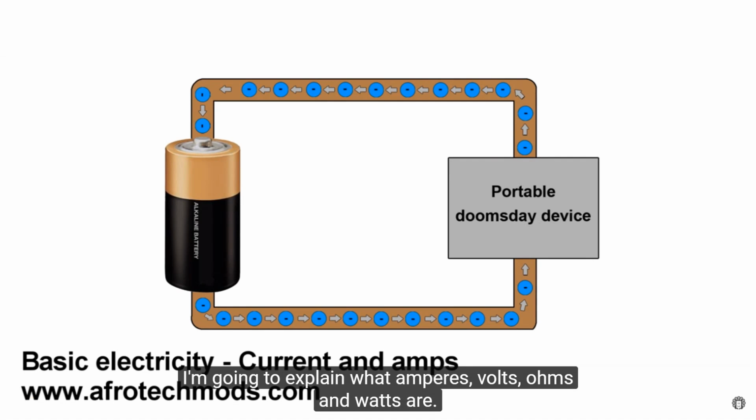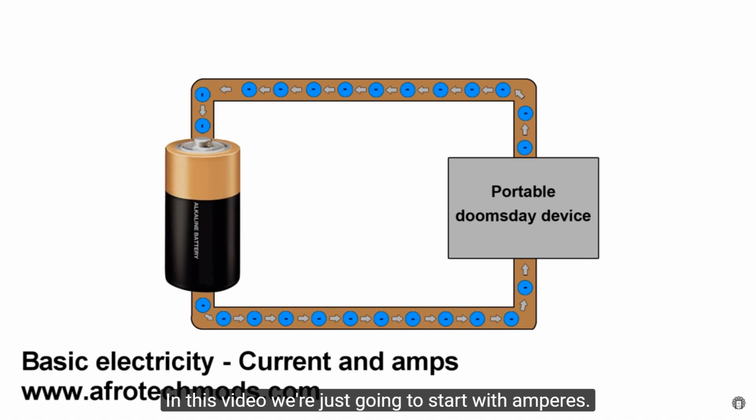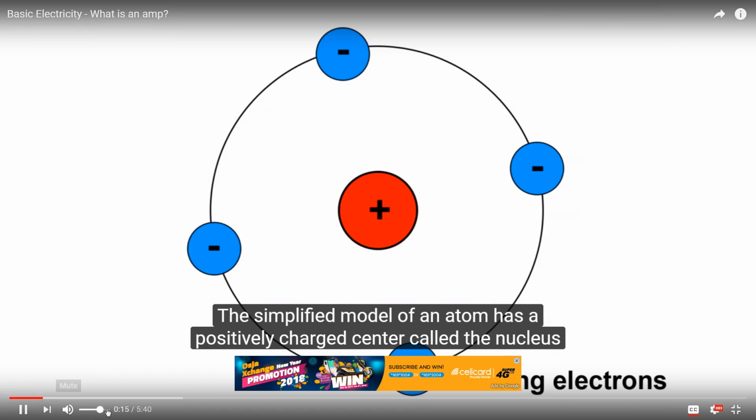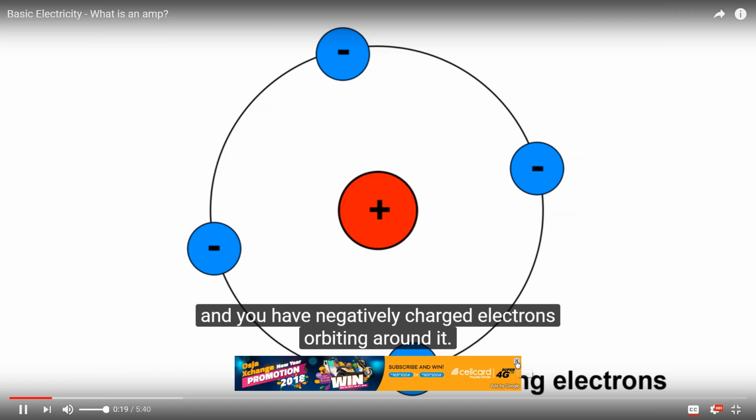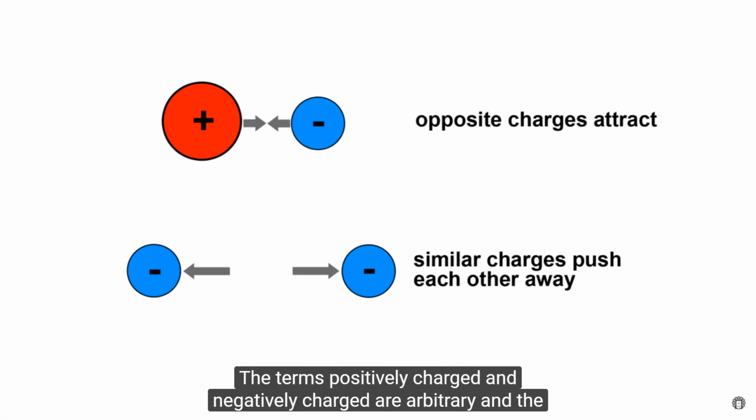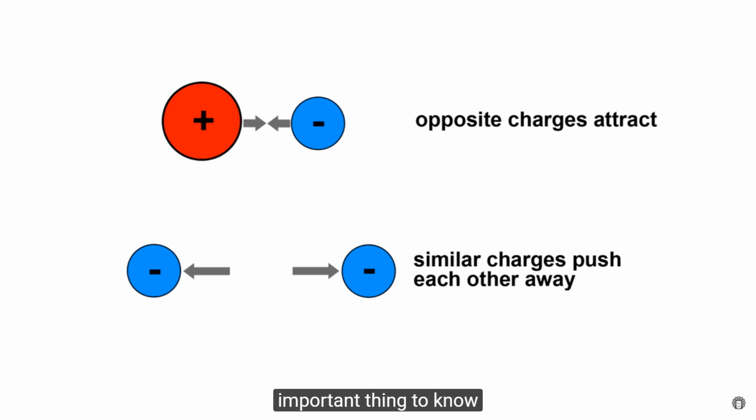Electricity, and I'm going to explain what amps, volts, ohms, and watts are. In this video, we're just going to start with amps. So you probably know that everything around you is made up of tiny particles called atoms. The simplified model of an atom has a positively charged center called the nucleus, and you have negatively charged electrons orbiting around it.